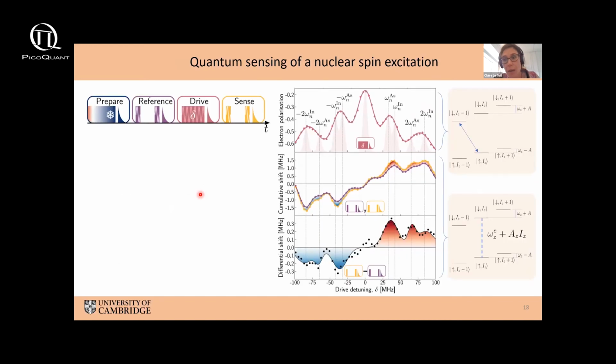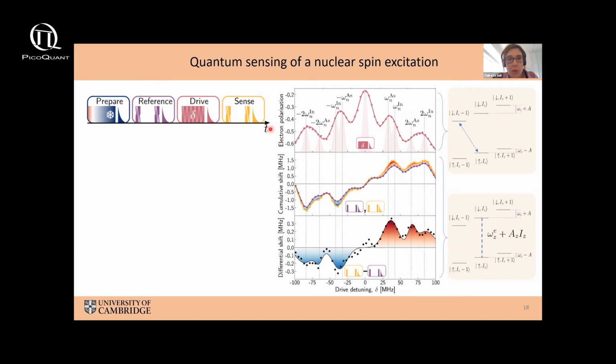So we did this measurement. This is the full sequence. We prepare the nuclear ensemble, and then we take a reference measurement, which informs us about the nuclear spin state before we do anything. Then we drive selectively the nuclear magnon, and then we sense the new nuclear state.